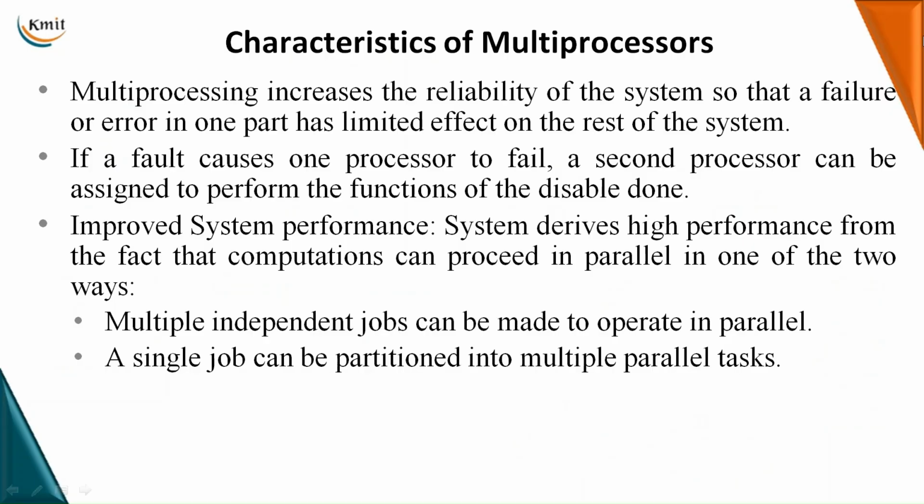Next, coming to the characteristics of a multiprocessor system. Multiprocessing increases the reliability of your system. Because you have multiple processors or CPUs present in a single computer system, if there is any error or failure in one part of the system or one CPU, it will affect only that particular part, and the rest of the system functions in a normal way. If a processor fails or there is a fault in any one of the processors, then the remaining processors can be assigned to perform the functions of the faulty processor.